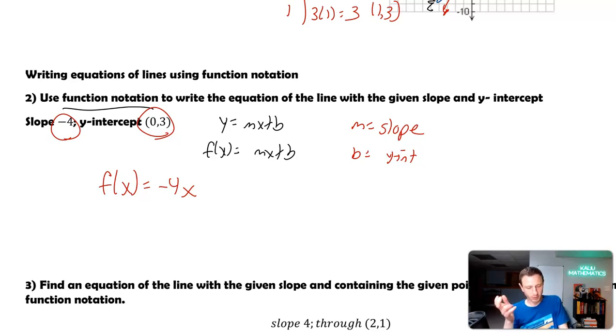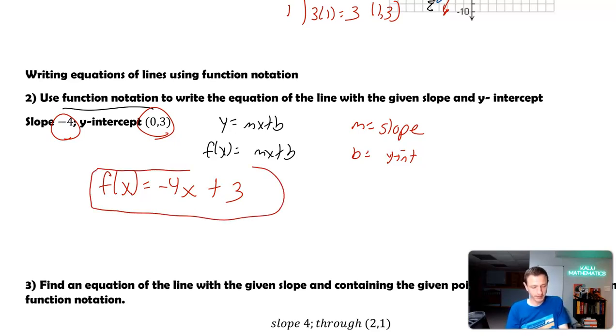So m is slope, which they gave us, is -4. The y-intercept is (0, 3). So that's just going to be plus 3. So our function notation is f of x equals -4x plus 3.